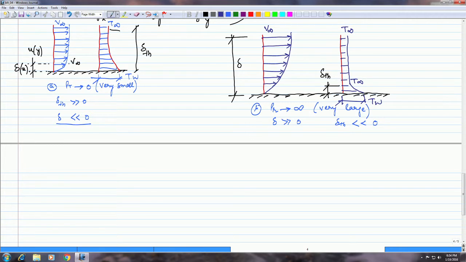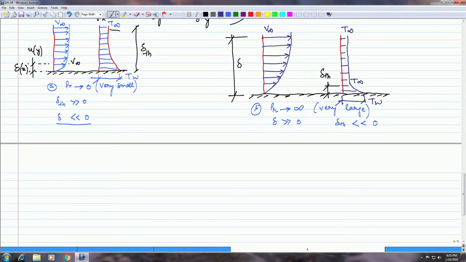So now if you have a picture like this one, like A here, the first thing you could say is, delta x is very small, delta th is very high. That means the Prandtl number is very small. On the other hand, if you have something like this, then delta is very high, delta th is very small, so therefore the Prandtl number is very large. That's what physically this means: Prandtl number being very small and very large.